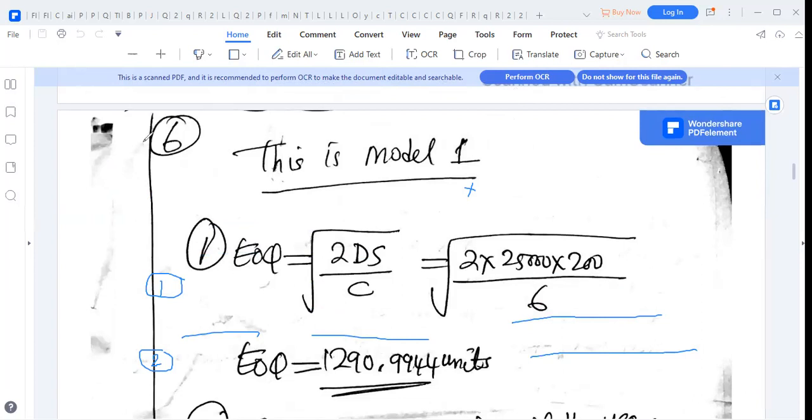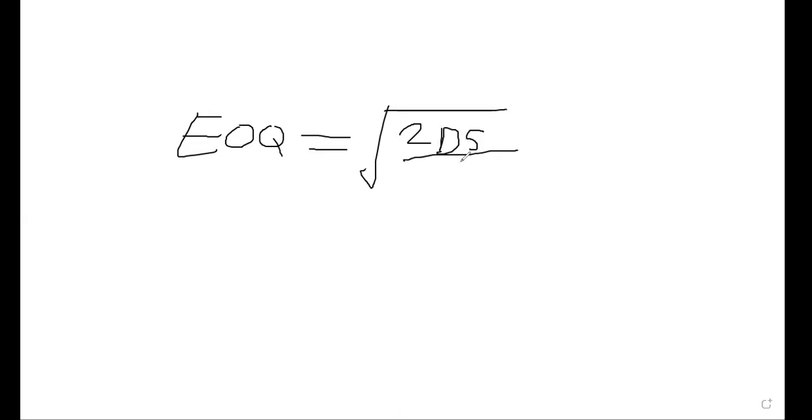Okay, so EOQ is economic order quantity. So we can have EOQ as equal to the square root of 2DS over C. So you can just see that for our EOQ, D is 25,000. So you can multiply 2 multiplied by 25,000.